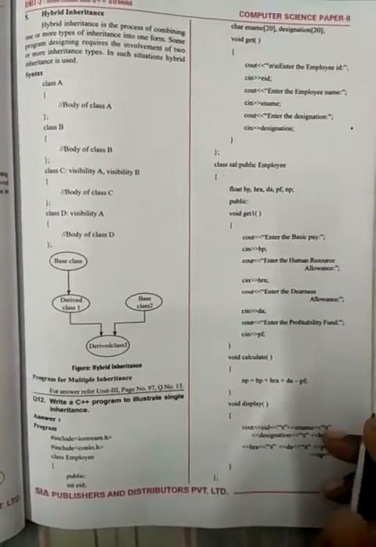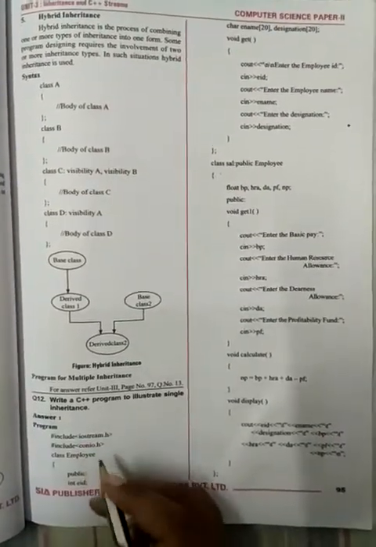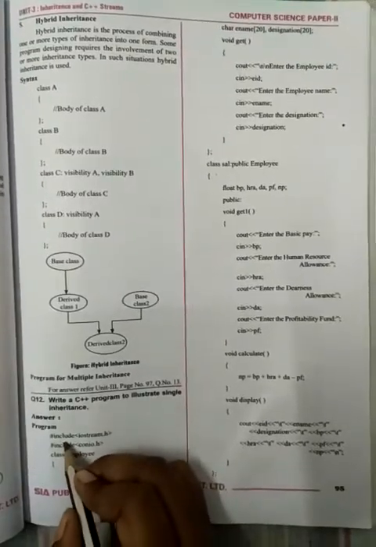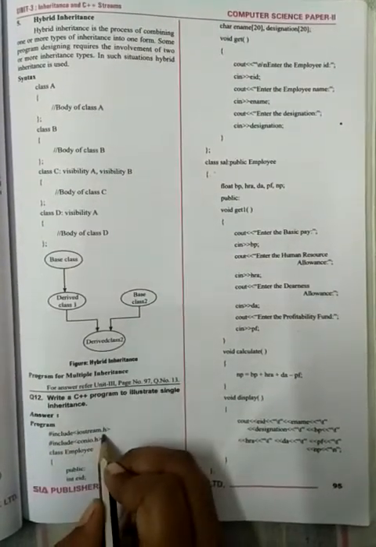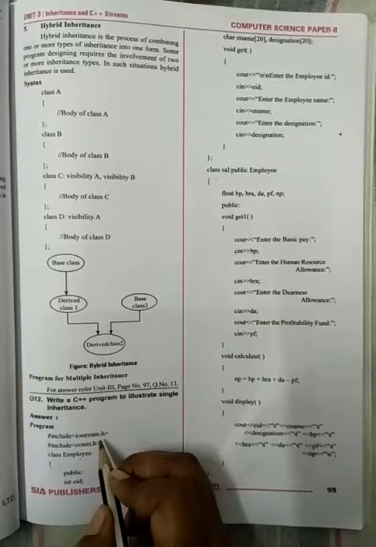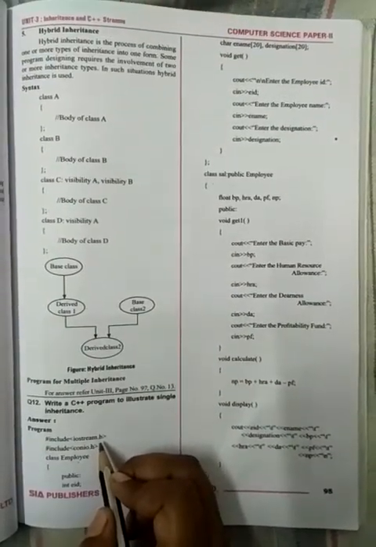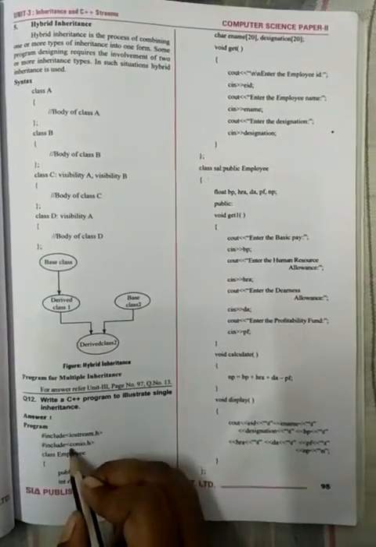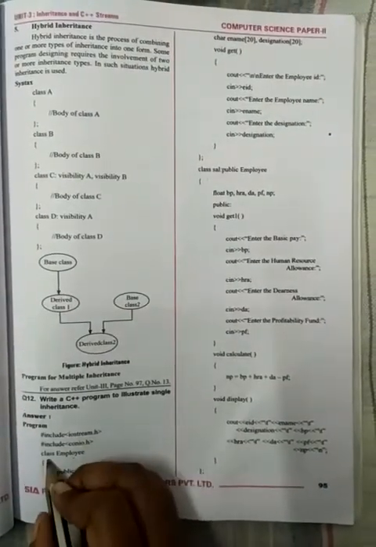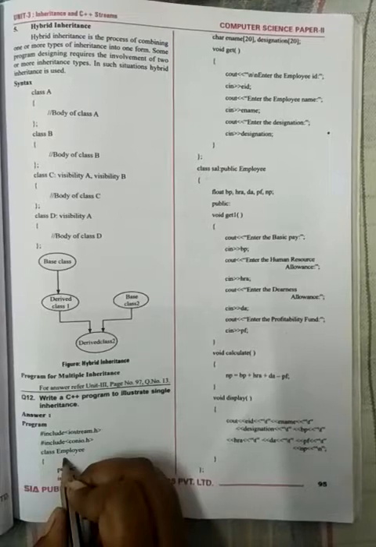So here you can see the single inheritance example program. First, you need to write #include <iostream.h>. In every C++ program we need to write iostream.h. After that, we include conio.h. For example, I'm choosing the class Employee.